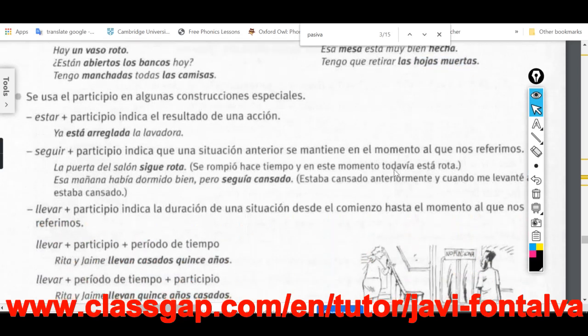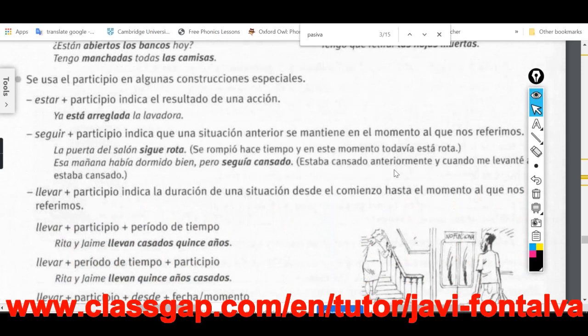Exactly. And yes, you can also use this with the verb estar to talk about the result of an action. So it's, I did this, and this came out. For example, ya está arreglada la lavadora. The washing machine, sorry. Okay. The washing machine is already fixed. Fixed, okay, arreglada. So you talk about a result.